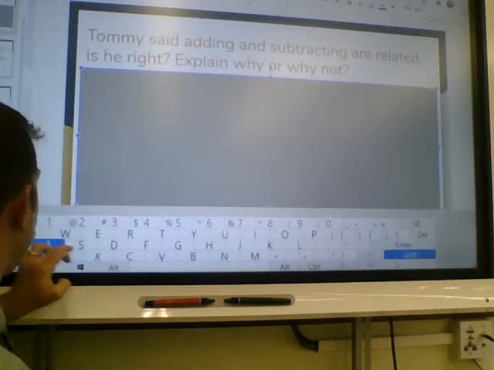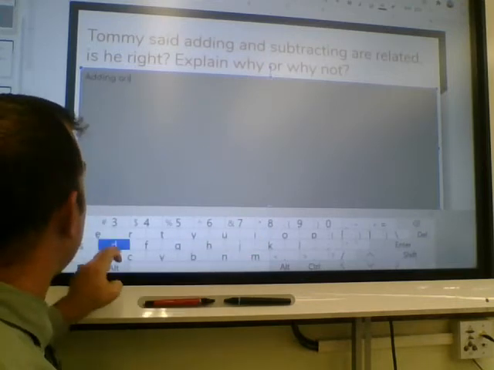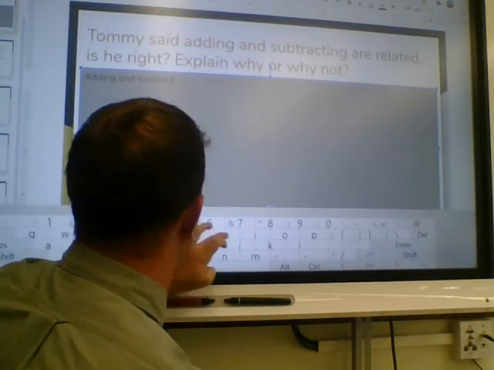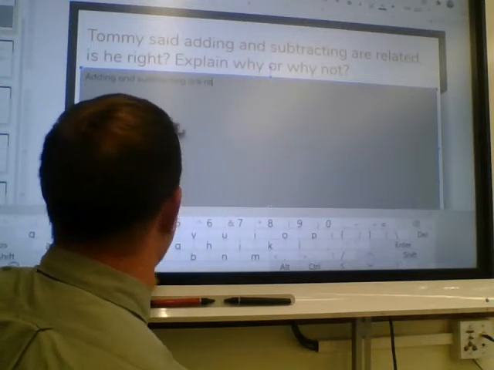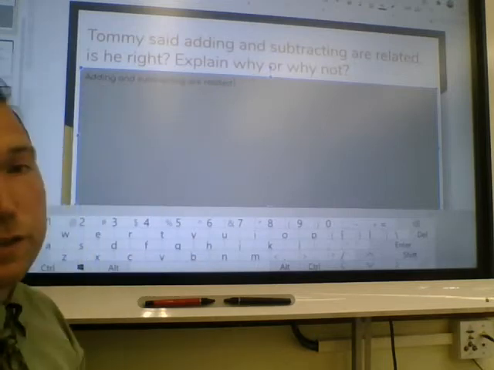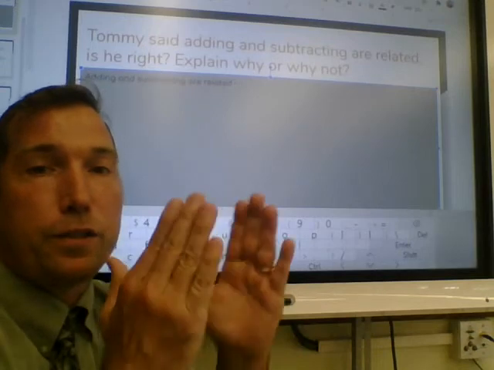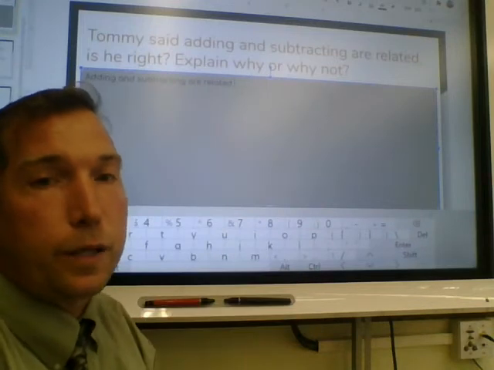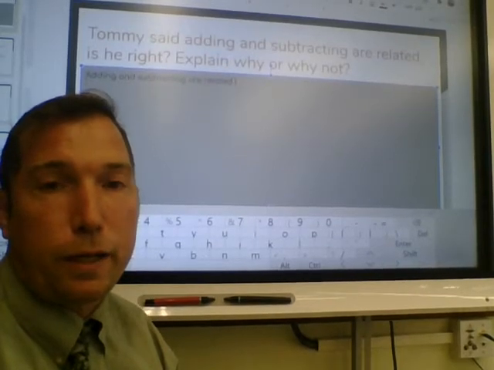I can make a full nice sentence, adding and subtracting are related. A little harder to type on this one. And then I would get in those examples we were just talking about before. Using fact families, talking about how they're the opposite of each other. They kind of cancel each other out. Some people say one goes forward, one goes backwards, but still they kind of move in that same way. Okay, so you're going to do something similar on your paper for multiplying and dividing.